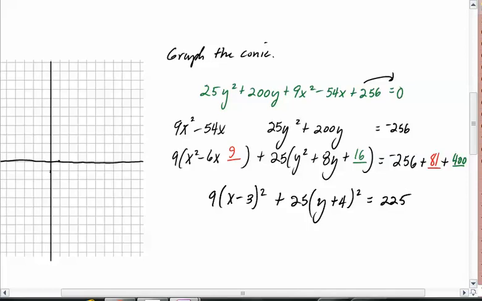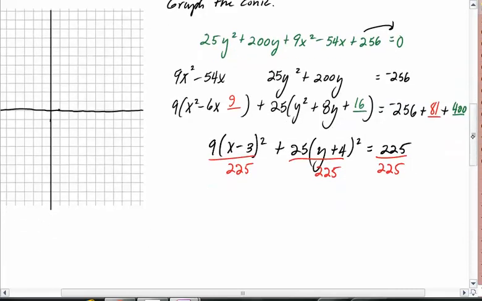Now, at this point, we're ready to get the right side equal to 1. In other words, that's my goal, even if I don't know if this is a circle or an ellipse. Now, you know it's not a parabola, right? Because both the x and the y are squared. If it's a parabola, only one could be squared. So let's clean this up again.